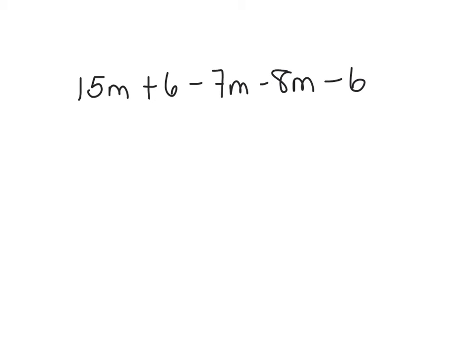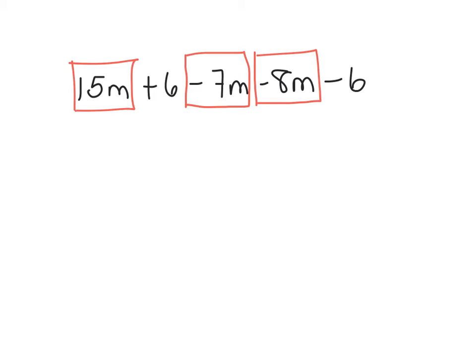All right, let's try another one. Let's say that we have 15m plus 6 minus 7m minus 8m minus 6. A little bit longer. This time we have 5 terms. Again, I am going to be looking for like terms. Starting here on the left, 15m, I'm looking for any other m terms, and I want to include the operation in front of them. And again, if you're nervous about adding and subtracting negatives or positives, just grab a calculator. What is 15 minus 7? That will give us 8. And 8 minus 8 gives us 0. So we don't have any m's to write down, so we're not going to write any m's.